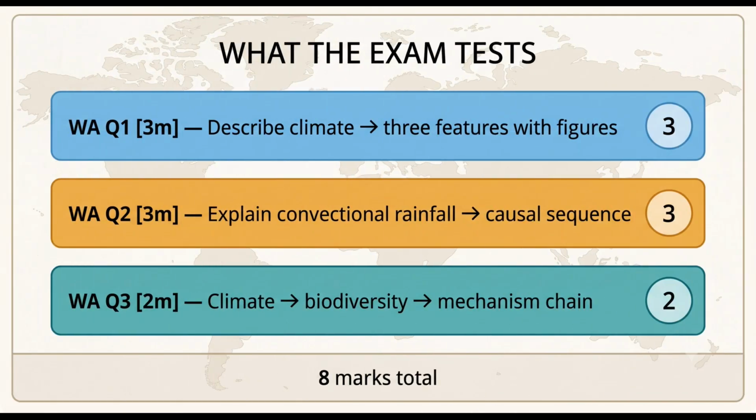Here is what the exam actually tests on this topic. Question 1, worth 3 marks. Describe the climate of tropical rainforests. That question needs 3 distinct features, each with a specific figure. Question 2, also 3 marks. Explain the process of convectional rainfall. That needs a causal sequence, 3 linked steps, each causing the next. Question 3, 2 marks. Explain how the equatorial climate supports high biodiversity. That needs a mechanism chain, climate feature, then effect on vegetation, then effect on species. 8 marks in total. This one video covers all of them.